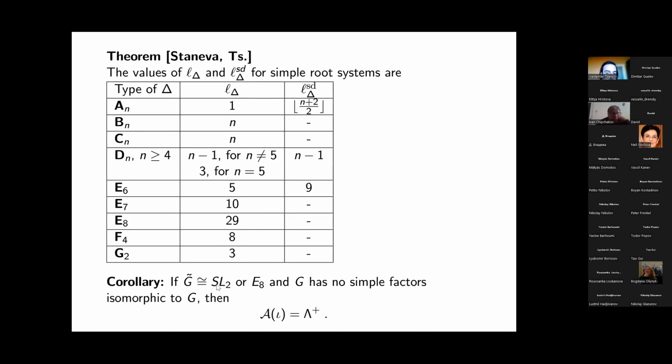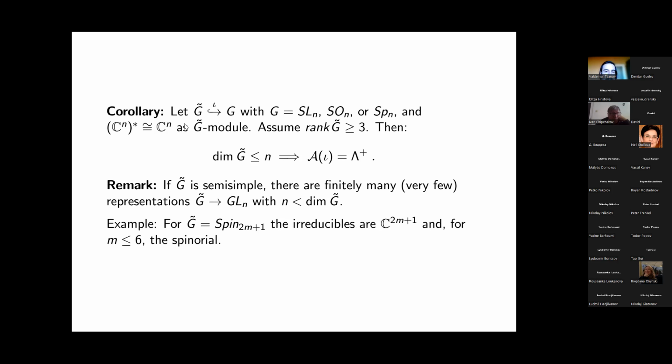SL2 is easier, but E8 is quite a challenge without this simple theorem. And there are some corollaries for classical groups. We have a simple criterion that for the classical group SLN, SON, or SPN, if the n is larger than the dimension of the subgroup, and the subgroup is large enough, then the property holds.